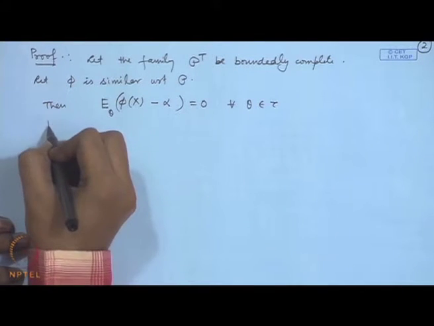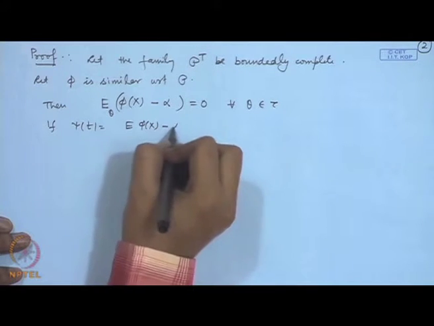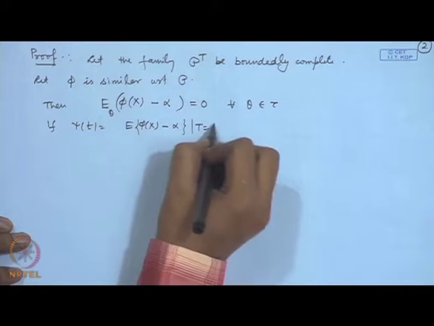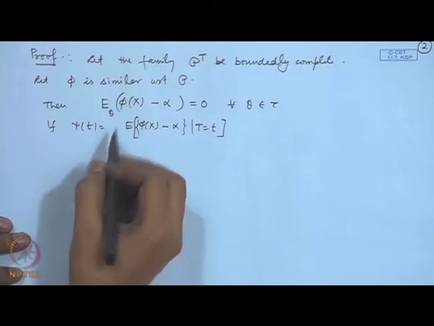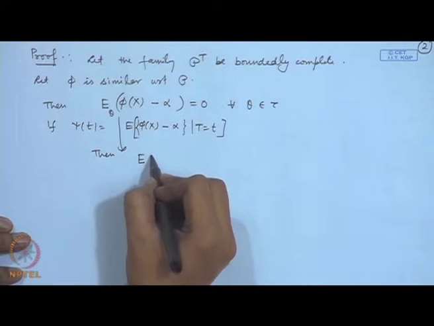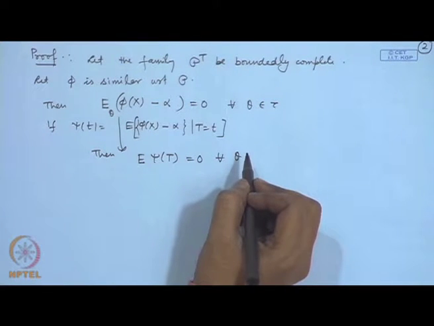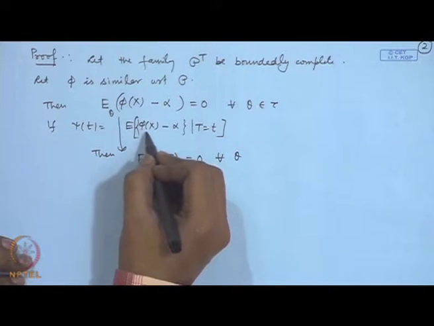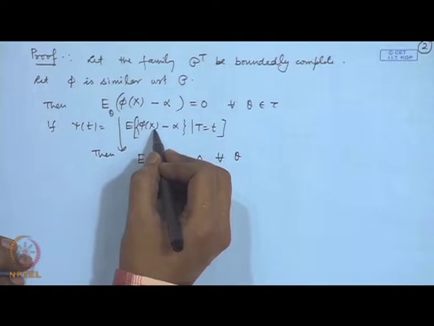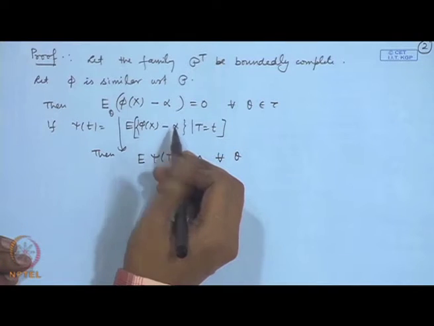Now, if we have psi t equal to expectation of phi x minus alpha given T is equal to t, let me give this notation here. Then this statement will imply expectation of psi T is equal to 0 for all theta. Now, this is a test function. So, this lies between 0 and 1, because this is simply denoting the probability of rejecting H naught, and alpha is a number between 0 and 1. This is also the probability level we are fixing.